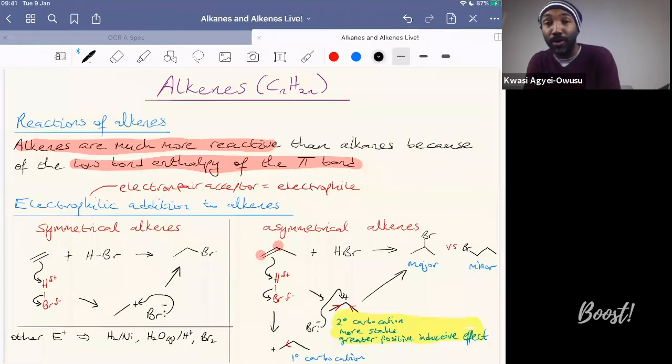Attack by the pi bond of your double bond to one of the atoms of your electrophile. So the atom that has a delta plus charge on it, and then your breaking of your covalent bond in your electrophile, and then your formation of your carbocation intermediates, and then your halide or your negatively charged intermediate attacking the carbocation. Okay, so that's your electrophilic addition mechanism shown on screen.